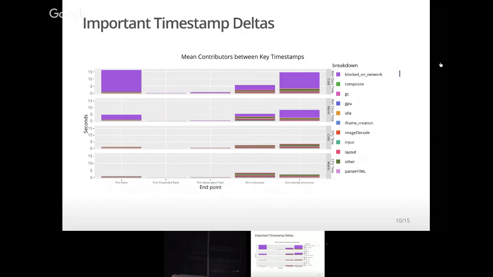I think the main thing we should do to address this, two big things. One is split up this blocked on network to state what kind of request we're blocked on. Is it JavaScript or CSS, that kind of thing? And the other is to get some information about what's happening on other threads. So if we're blocked on raster, then the fact that we're blocked on network is probably irrelevant.